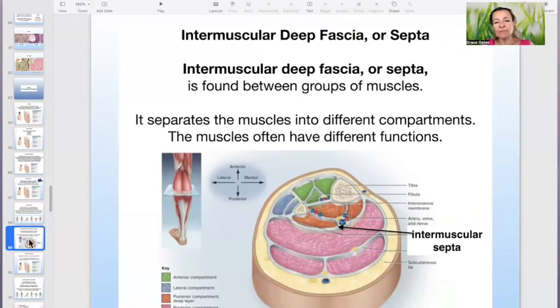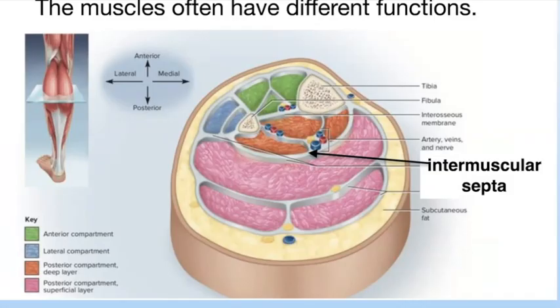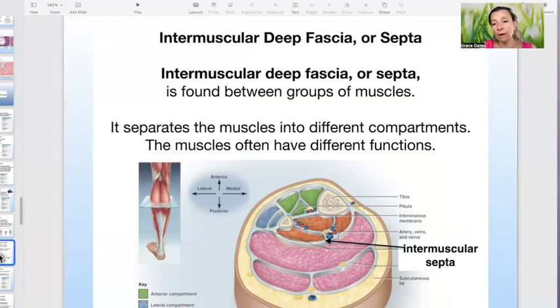There's a type of deep fascia called intermuscular deep fascia that is found between groups of muscles, and it separates the muscles into different compartments, and the muscles in the compartments often have different functions. When we learn about the calf, this will come up again, so put a pin in it.